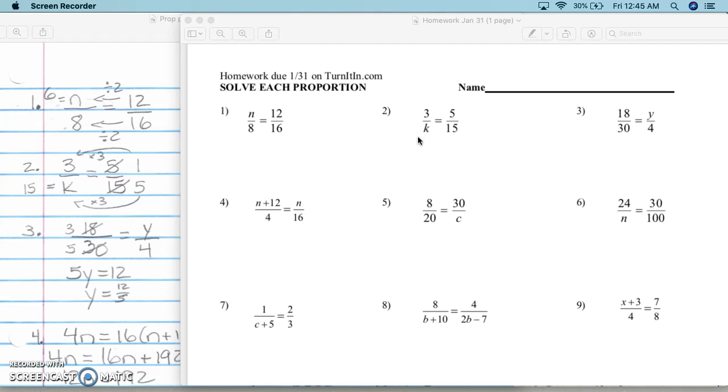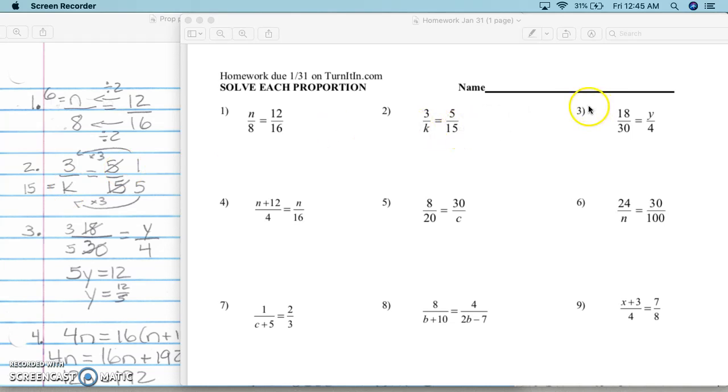So when I moved to number 2, I didn't see a relationship between the 5 and the 3. However, I did see that I could reduce 5 over 15 and make that into 1 over 5. So when I did that, then I saw a relationship between 1 and 3. I could multiply by 3. So when I did the same then to 5, 5 times 3 gave me that k equals 15. So again, a relationship of numbers was not obvious to begin with, but once I reduced 5 over 15 into 1 over 5, then I saw a relationship and I could apply it.